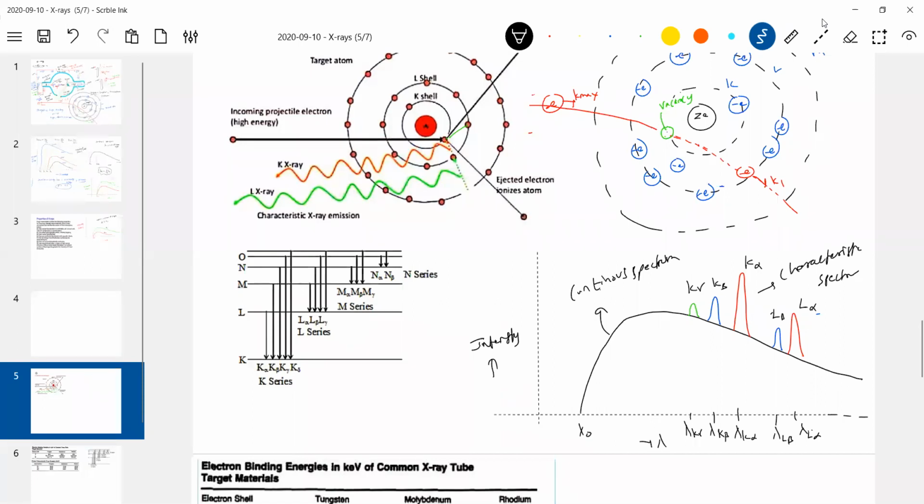Let's get into the discussion. Now, why that characteristic spectrum and why the graphs, and how will K alpha be produced? Let's come to this one.